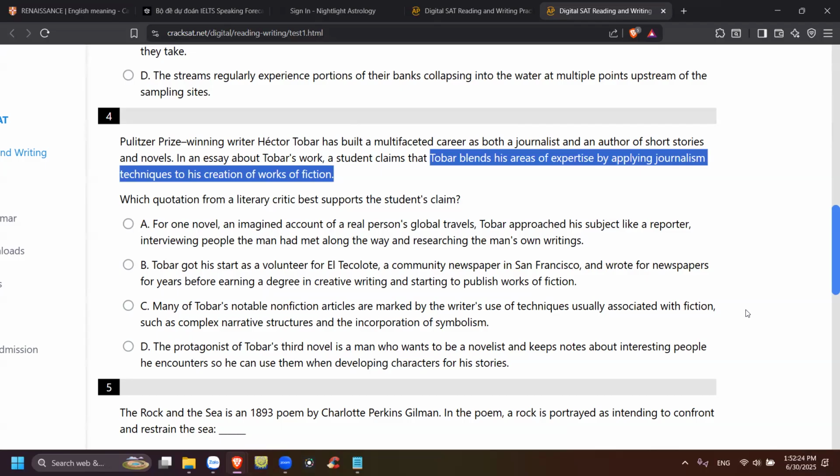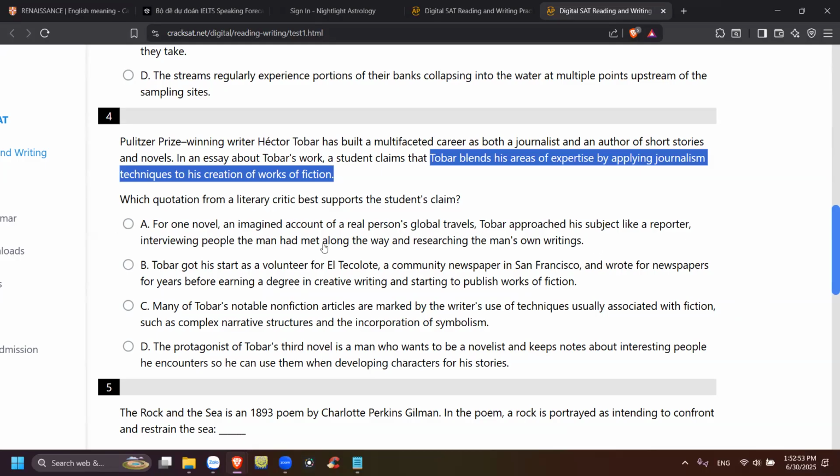Yeah, I think it's A. You choose A. So the student claimed that Toba blended his area of expertise by applying journalism techniques to his creation of works of fiction. So basically, it's a blending, right? That's the main thing. Now, it's a report for one novel, and imagine an account of a real person's global travel.